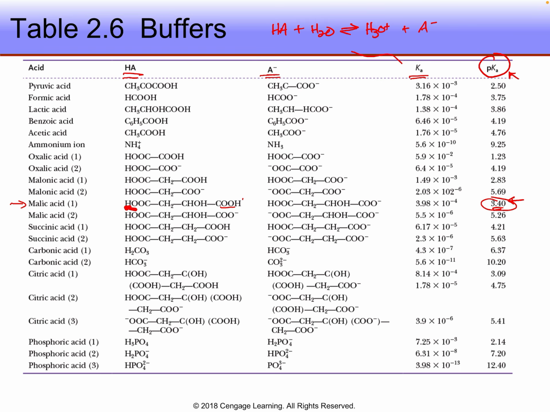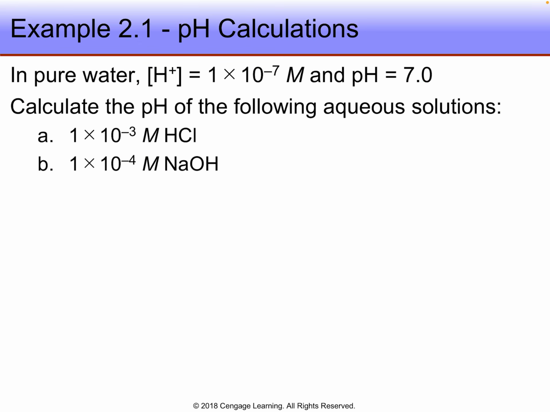There are other factors too, like there can be chemical interference, but the primary concern is to make sure that it will work in the pH range that you are interested in for your experiment. Okay, I'm going to skip that.